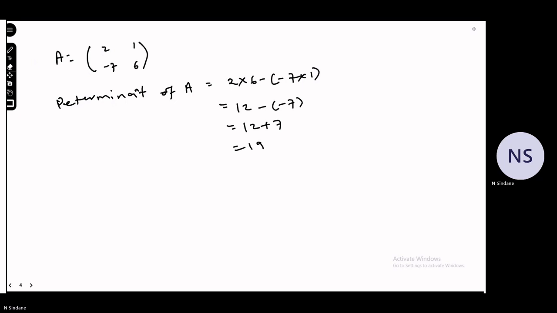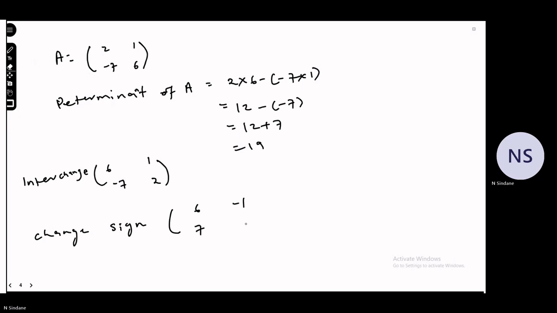Second, we must interchange this. We will have 6, negative 7, 1, 2. We have interchanged. This is the part of interchanging. Third, change the sign. Then this will be 6, 7, negative 1, 2, because that will be negative of a negative.